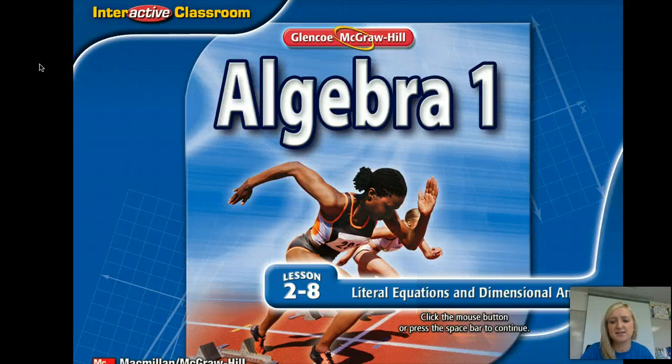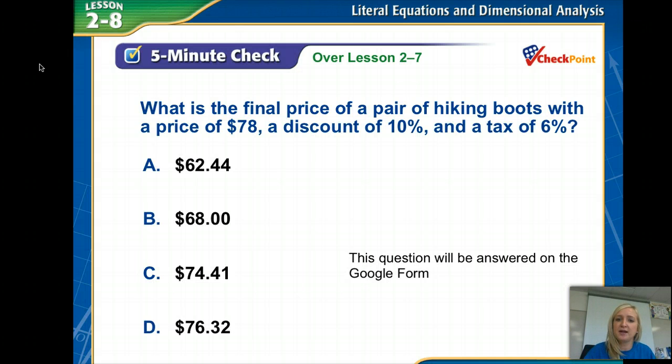Today's topic is literal equations and dimensional analysis. We're really going to focus on literal equations today. It is a tough lesson. It's kind of a mind shift. Instead of solving for a variable given a number, we're actually solving for a variable. So let's get started. We're actually going to do things a little bit backwards.